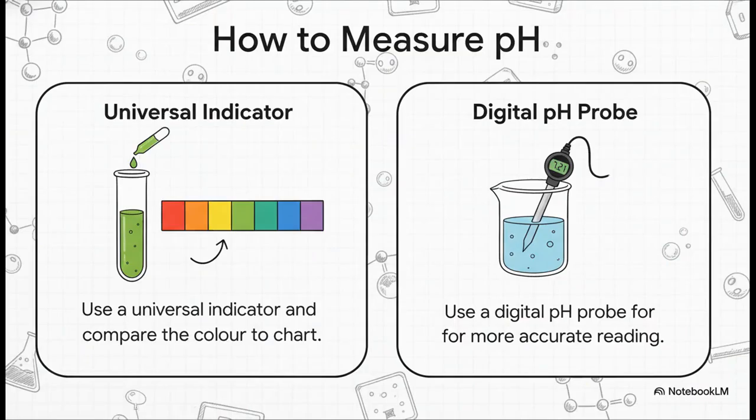And you've got a couple of ways to do this. You could add a few drops of universal indicator and just match the color to a chart. That gives you a rough idea. But if you want a much more accurate, precise reading, you'd use a digital pH probe. That'll give you an actual number, a direct reading.